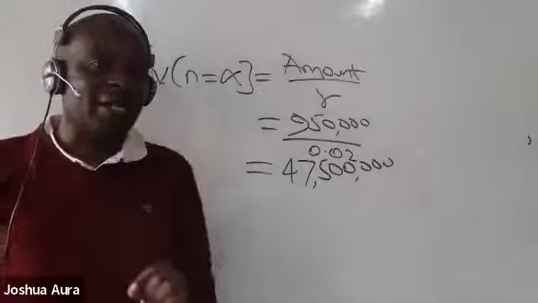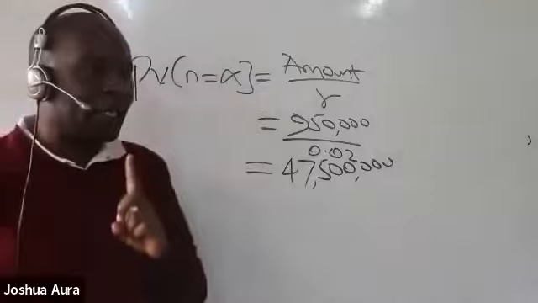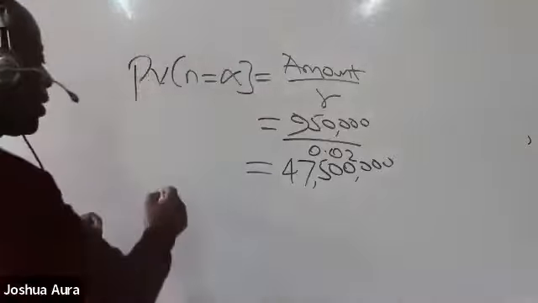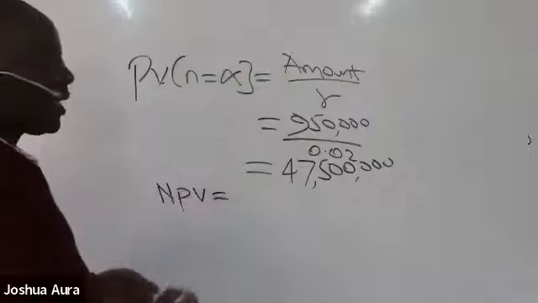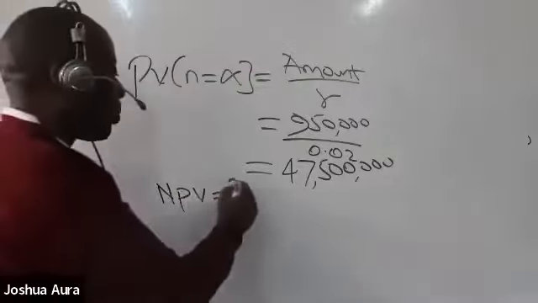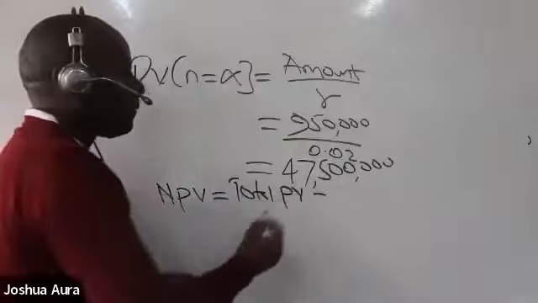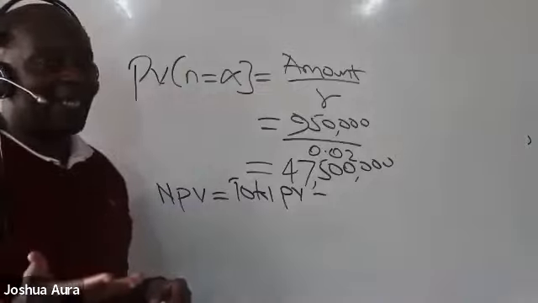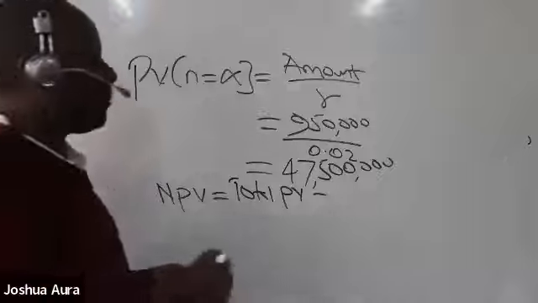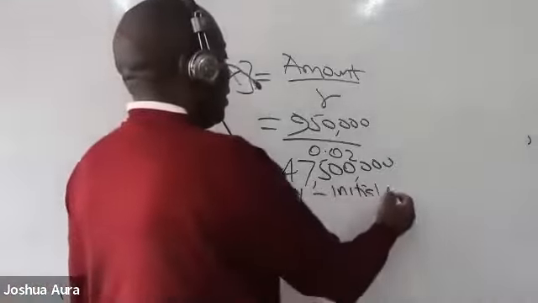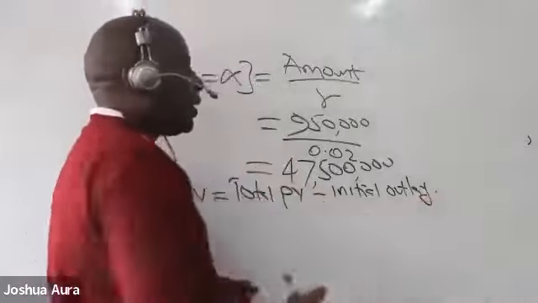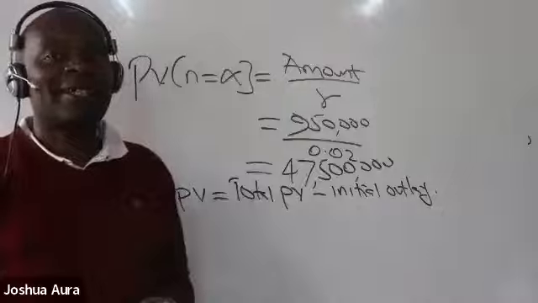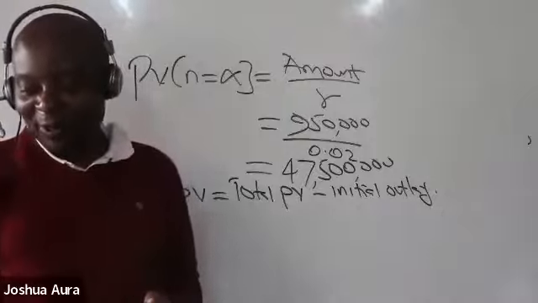It doesn't stop there. Once you get present value, you would want to get net present value. So how do we get the net present value? I would want to take the total present value minus the initial outlay. So where do we get this initial outlay from?